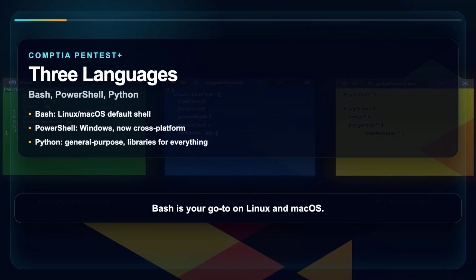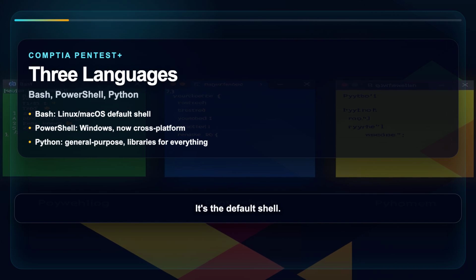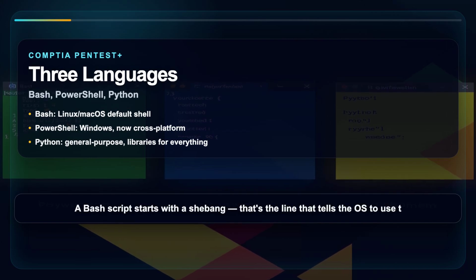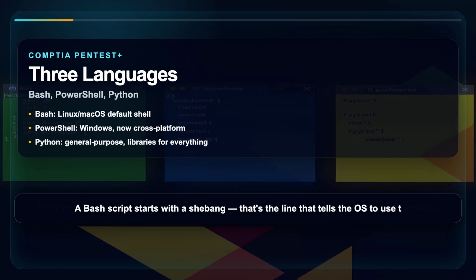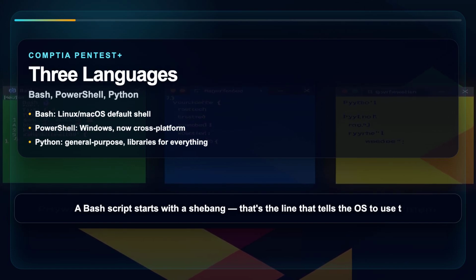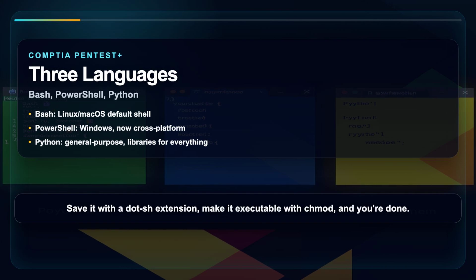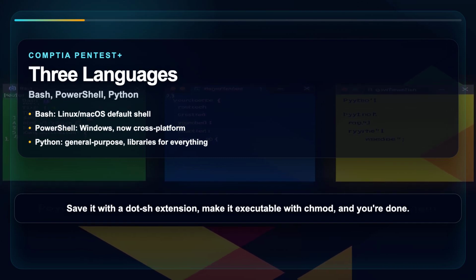Bash is your go-to on Linux and macOS. It's the default shell. A Bash script starts with a shebang. That's the line that tells the OS to use the Bash interpreter. Then whatever commands you want to run. Save it with a .sh extension, make it executable with chmod, and you're done.